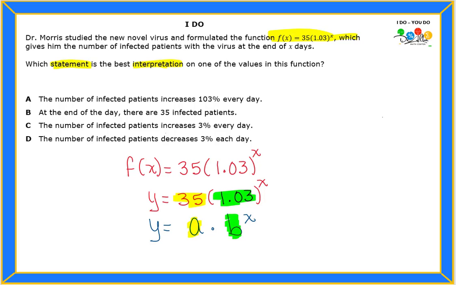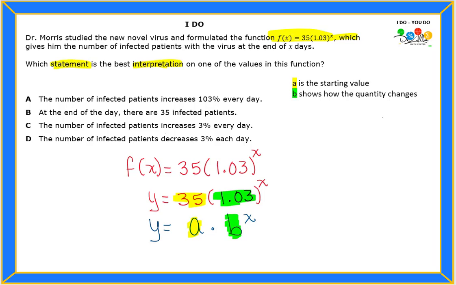So a, remember, is always the starting value. That's how much I start with. And b is how something is changing, the rate of change for something. In this case, the rate of change will be the percent in which the infected patients are changing per day. Is that right? So keep that in mind. So now I know that a is 35, which is the starting value.